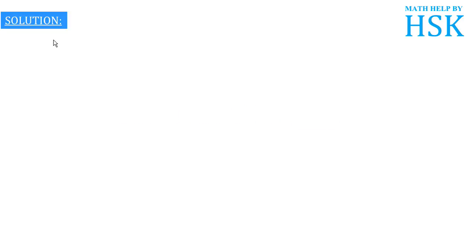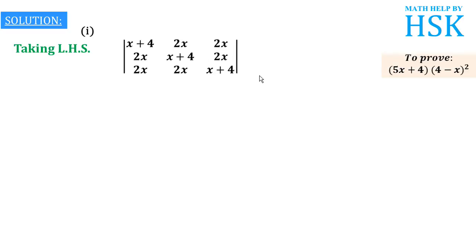Now to solve these determinants, first of all, taking the left hand side of the determinant given in the first part, that is x plus 4, 2x, 2x; 2x, x plus 4, 2x; 2x, 2x, x plus 4. We have to prove that this determinant is equal to (5x plus 4) into (4 minus x) whole square.